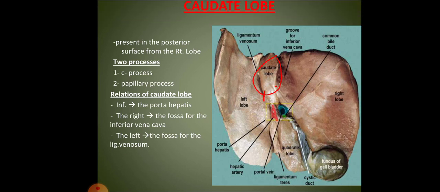So the relations of the caudate lobe: inferiorly we have the porta hepatis, as we can see on the inferior side of the caudate lobe. On the right side there is the fossa for the inferior vena cava, and on the left side there is the fissure for the ligamentum venosum.